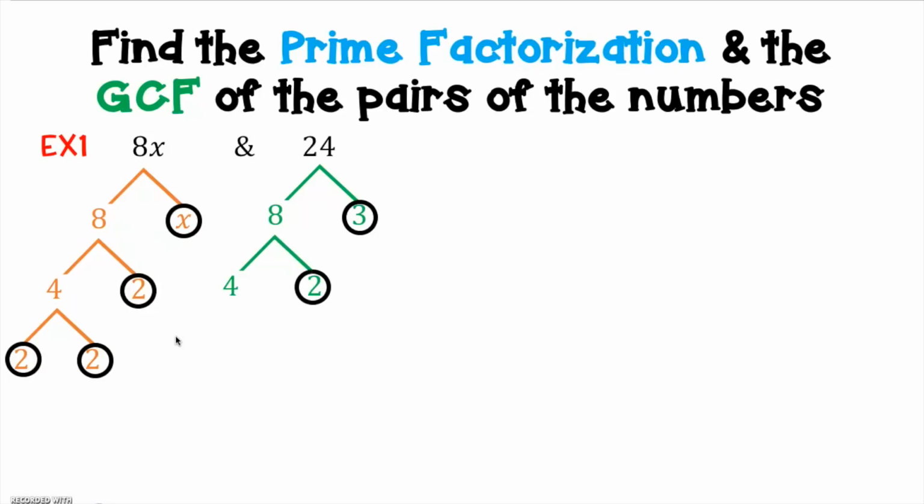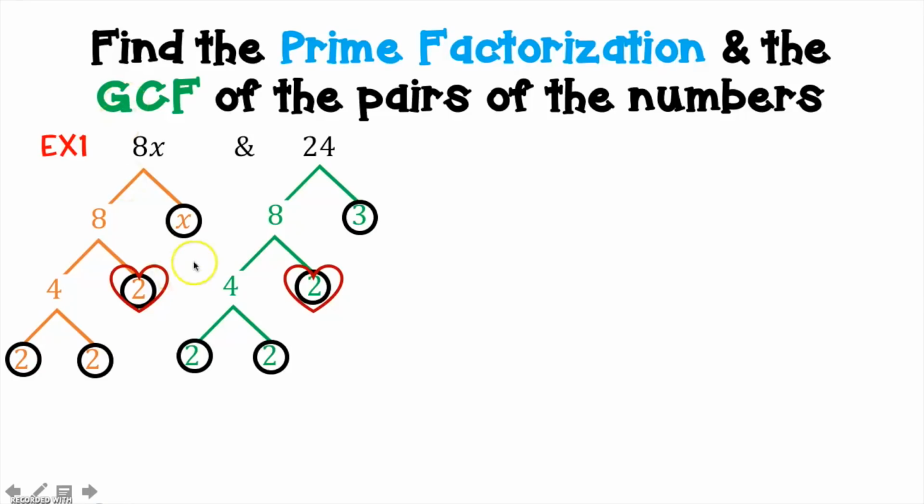We know 2 is prime. 4 is still a composite number, not prime. So we're going to split that into 2 and 2. Those are both prime, and we're going to circle them. Now your GCF is going to be these right here. They're going to be the factors right here, and sometimes even the variables that are the same on both factorizations.